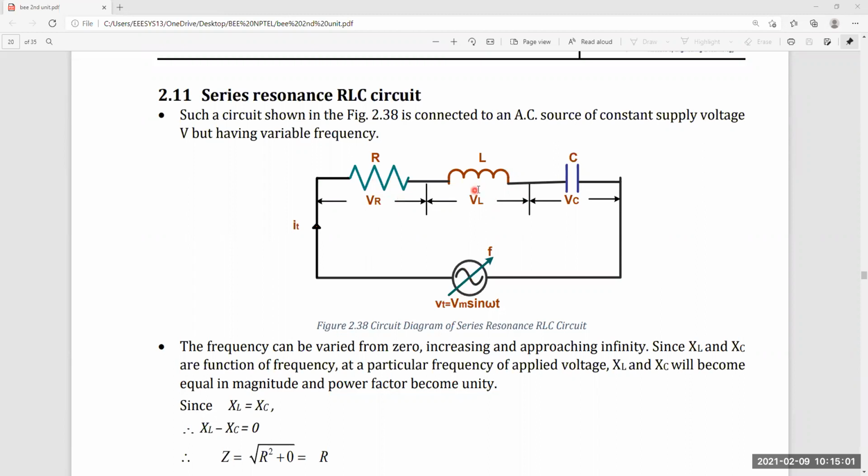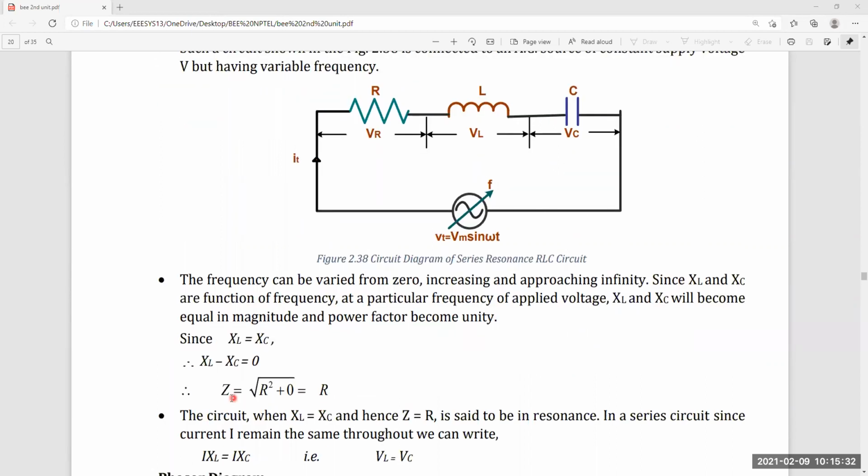So there is no inductance effect and no reactance effect in the circuit under resonance condition. Even though the inductor and capacitor are there, there are no inductive and capacitive effects in the circuit because these two are under resonance condition. That means inductive reactance is equal to capacitive reactance, then XL minus XC is equal to 0. So the complete network behaves like only a resistor, that is, Z is equal to only R. That's why the power factor is unity.